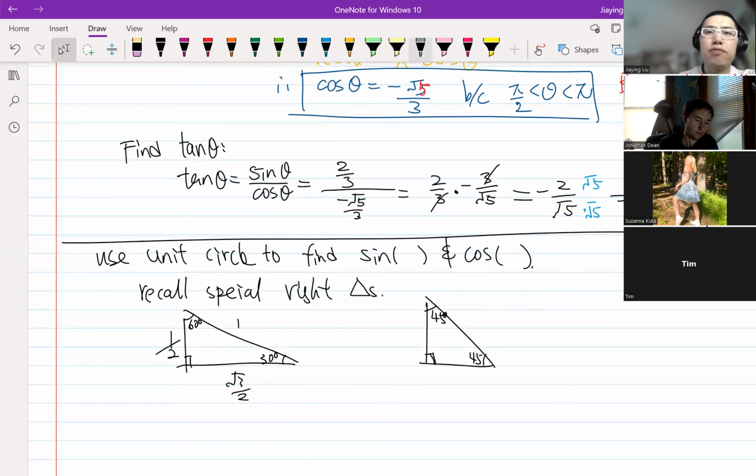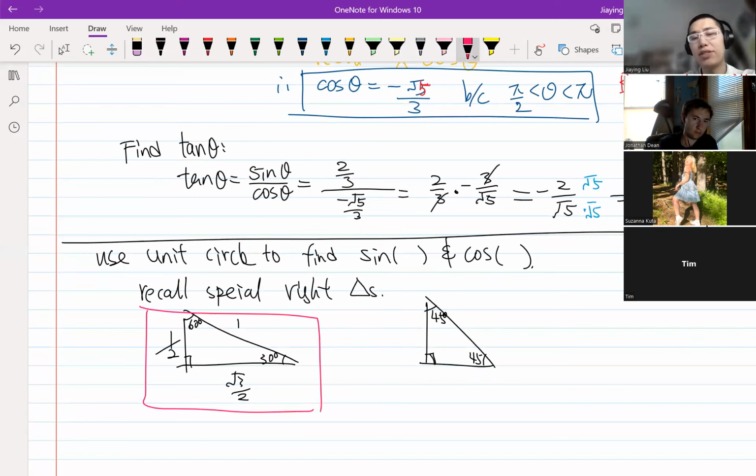This is very important to remember as a special right triangle. If you don't have it memorized from the past, you definitely need to do it now. The hypotenuse must be 1. The side opposite from 30 is going to be half. The side opposite from 60 is going to be root 3 over 2. Have it memorized. It's going to be very useful.